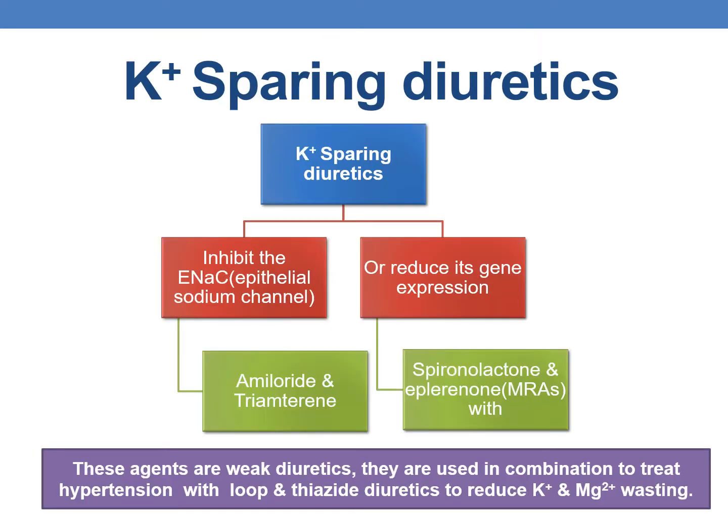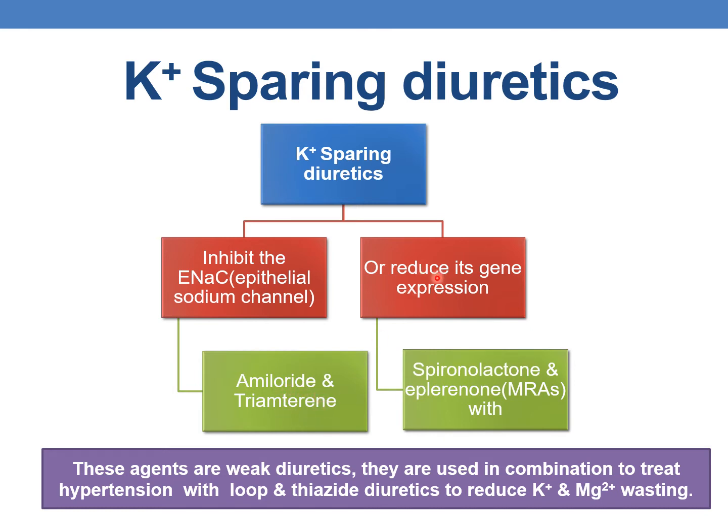Coming to the next diuretics, potassium sparing diuretics. They are not regularly employed. Coming to the mechanism, they can inhibit the epithelial sodium channel, ENaC. Examples of drugs are amiloride and triamterene.